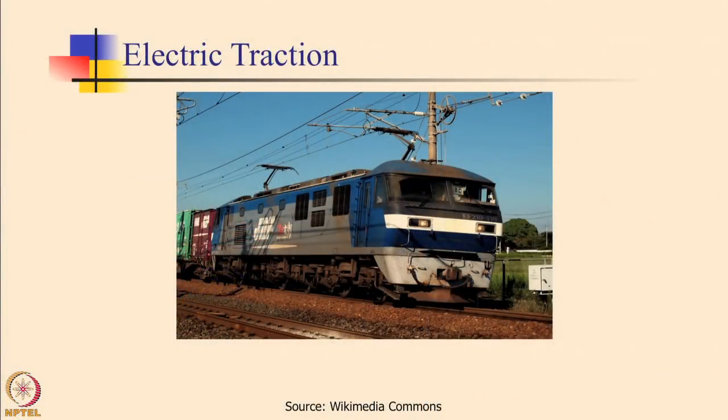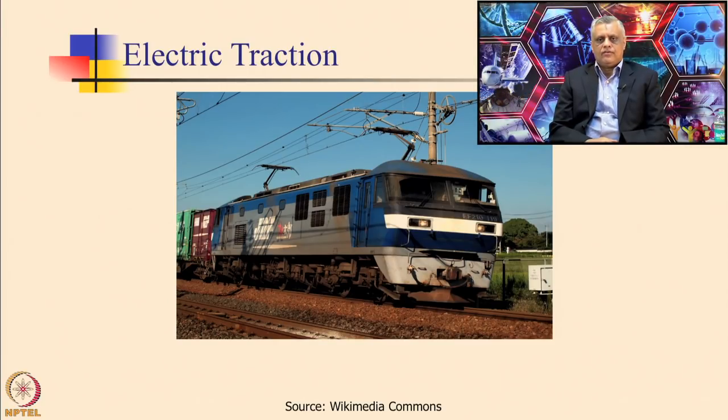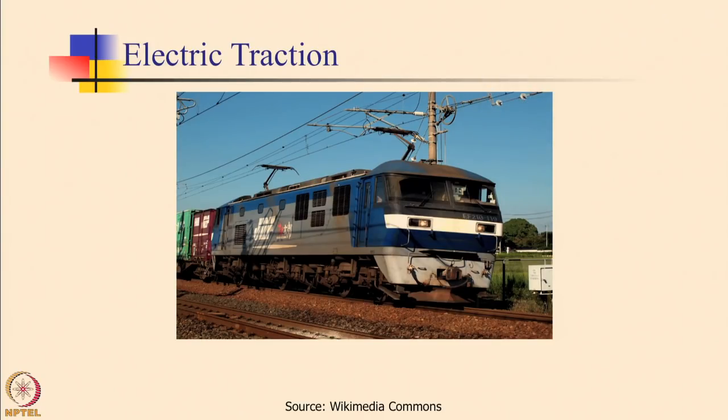The picture shows an electric locomotive, and you can see the pantographs on the roof of the locomotive which trap the electric power from the overhead lines. This power is tapped through the pantographs, and inside the locomotive it is appropriately conditioned and applied to the motors, which are then used to drive the wheels of the locomotive. There are several other applications inside these electric trains which are all managed through power electronics for their high efficiency and compactness.